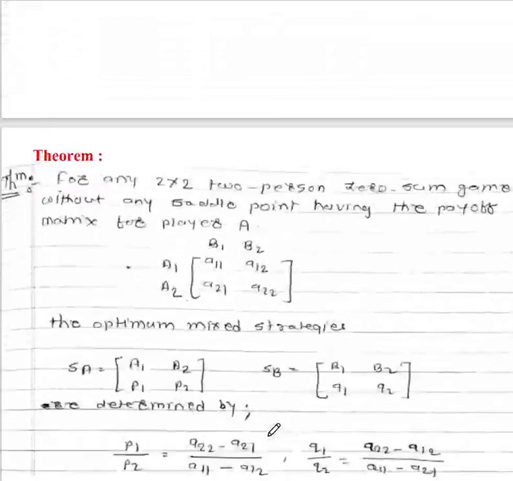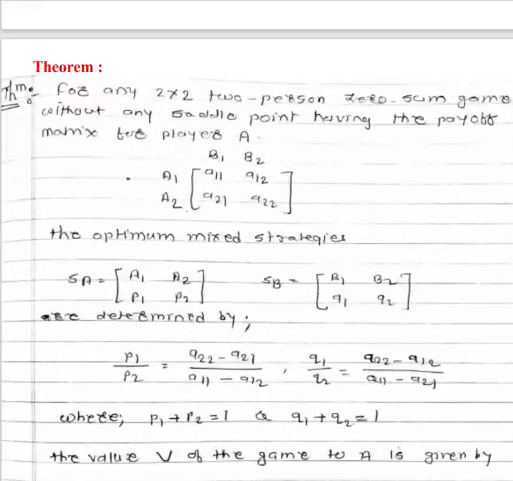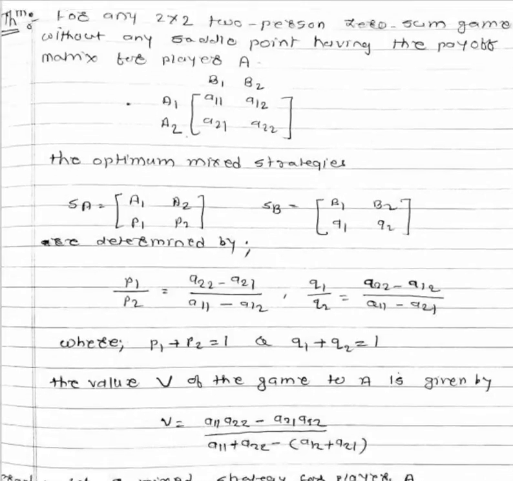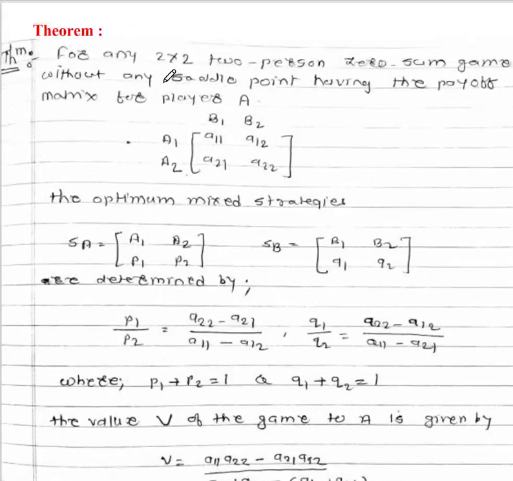Now we will see the theorem on mixed strategy. What is the statement of the theorem? For any 2 by 2, two-person zero sum game without any saddle point, having the payoff matrix for player A, using two strategies A1, A2, and B1, B2 for player B: a11, a12, a21, a22. This is the payoff matrix.